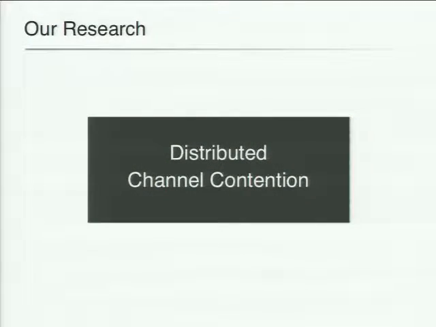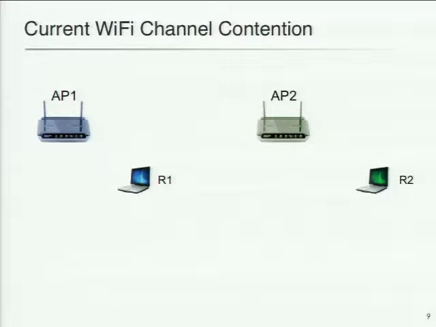Now, contention is a very general problem. It happens whenever there is a resource and multiple parties are interested in sharing or accessing that resource. In case of wireless, the channel is a shared resource. Why? Let's think about that through this example. Let's say AP1 is your router at home who wants to talk to your laptop R1, and AP2 is your neighbor's router which wants to talk to its client R2.